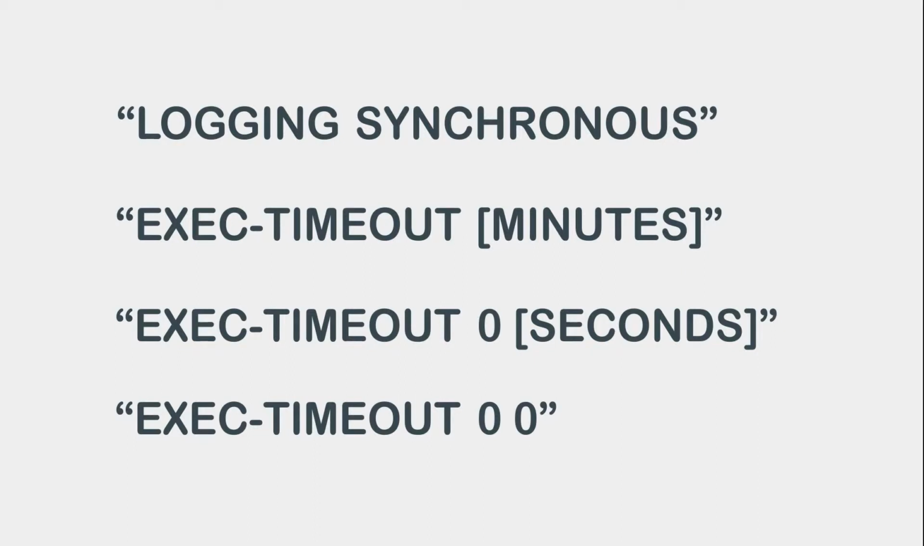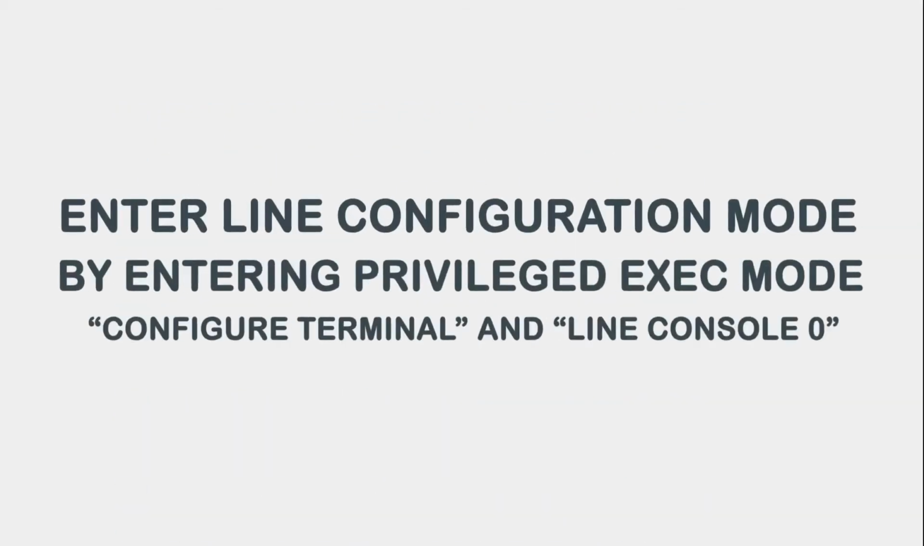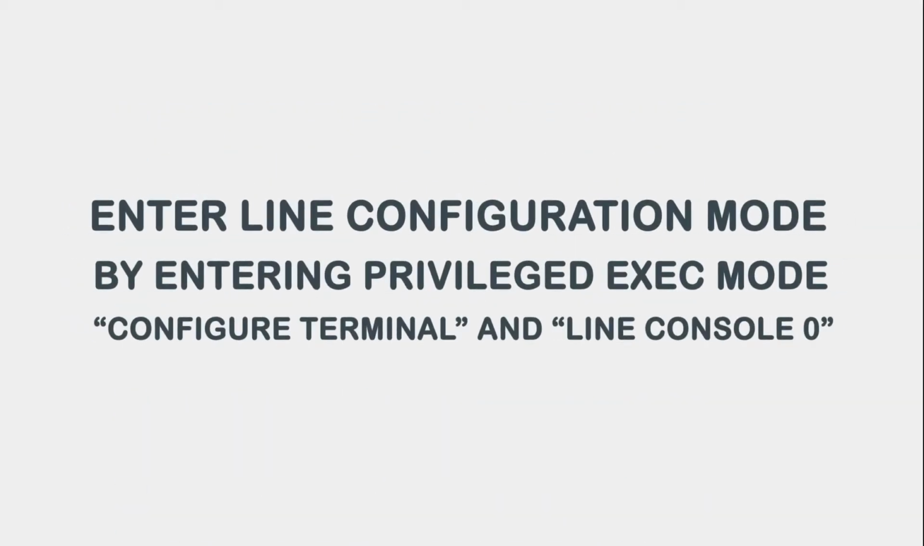Now that we have configured the enable exec mode password and learned a little bit about optional commands for each IOS access method, let's configure and secure the console IOS access method. To configure the console access password, we need to enter line configuration mode. This can be done by entering privileged exec mode. Execute the following commands.